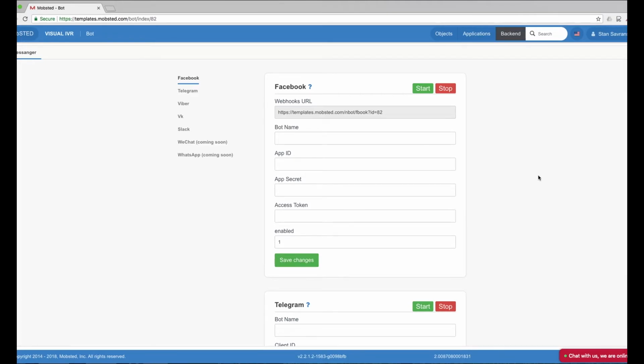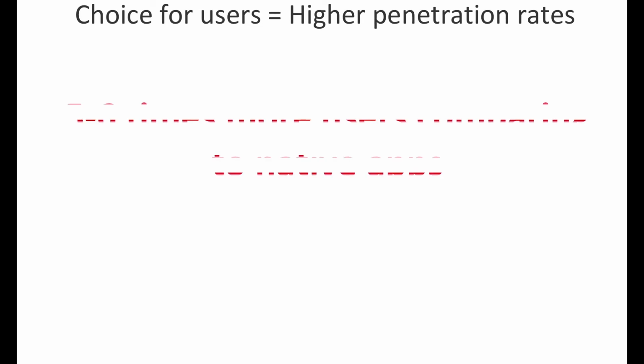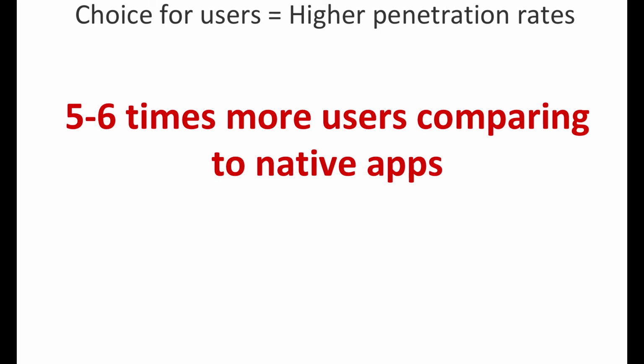You will provide users a choice of how to save your app in the form of an icon or in a form of a message channel. This flexibility for users, together with the ability to save an app in 2 steps without the native app stores, is what drives our system. It is also what has led to 5 to 6 times higher penetration rates into people's smartphones comparing to classic native apps.